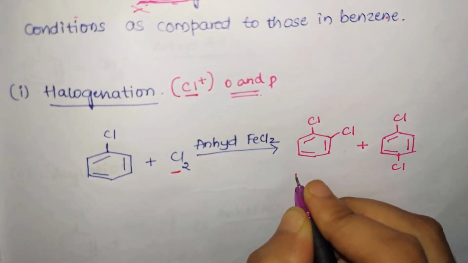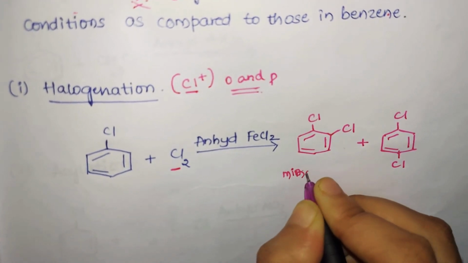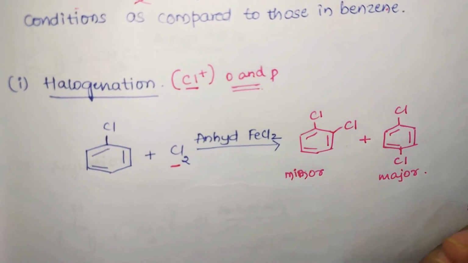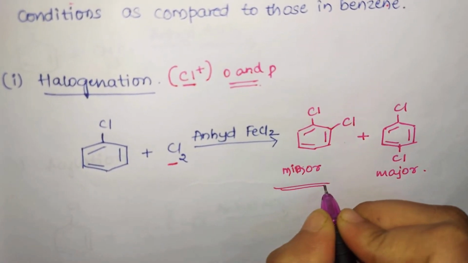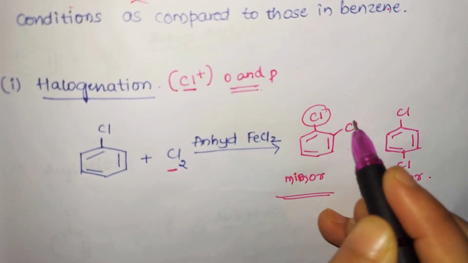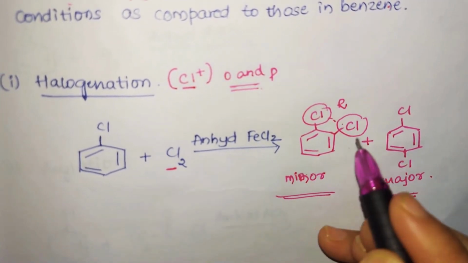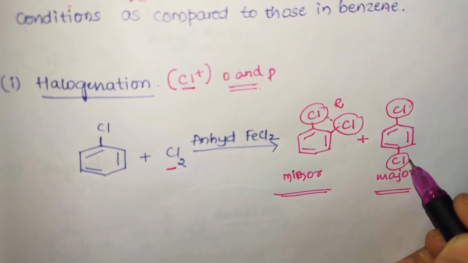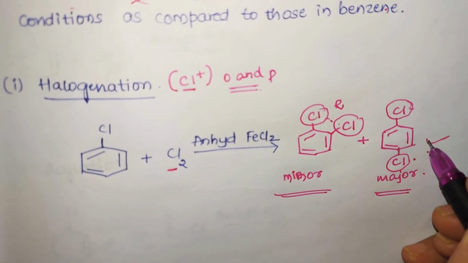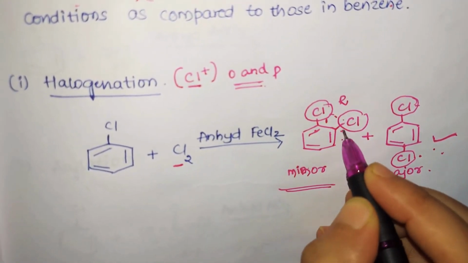So what is the name of this product? How many Cl are present here? Two Cl. Remember, the ortho product is always the minor product, and the para product is always the major product. Why do we call it minor and why major? Due to steric hindrance, the electron clouds cause steric hindrance and decrease the stability when they are near. Whereas when they are far apart, the electron clouds are not in contact with each other and do not cause much steric hindrance. Thus they are more stable. So ortho products are less stable, whereas para products are more stable.